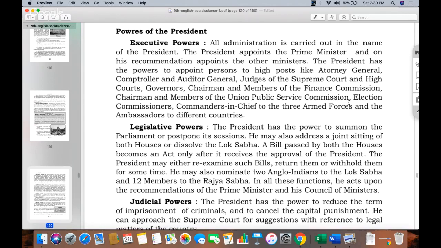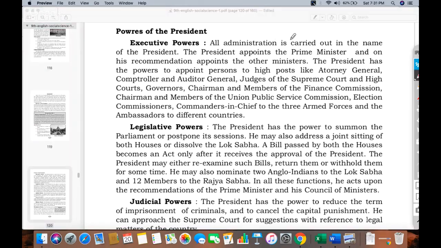Whenever a bill goes to the president for signing, it is the right of the president to analyze different characteristics of the bill. If he is happy with the bill, he can sign it. If he is not happy with the bill, he has three different options. He can return the bill for reconsideration.